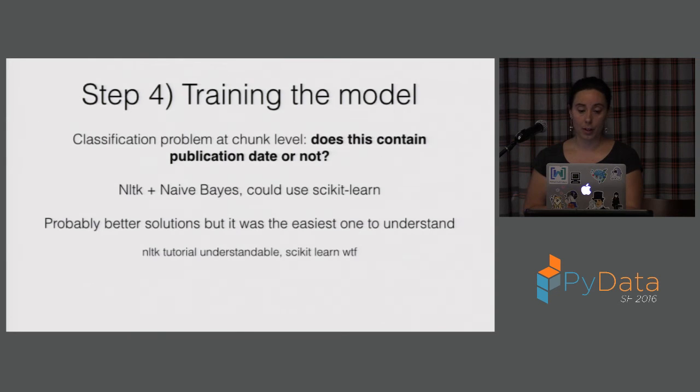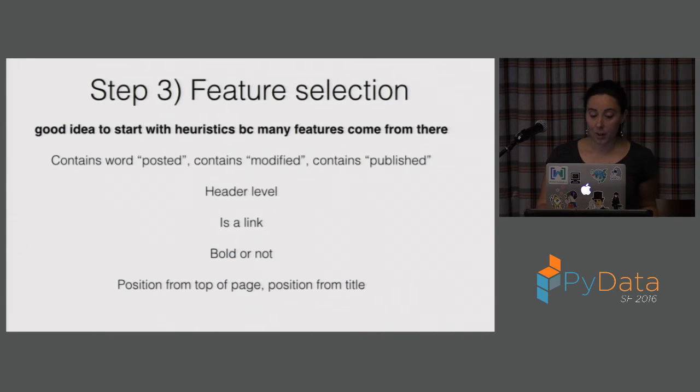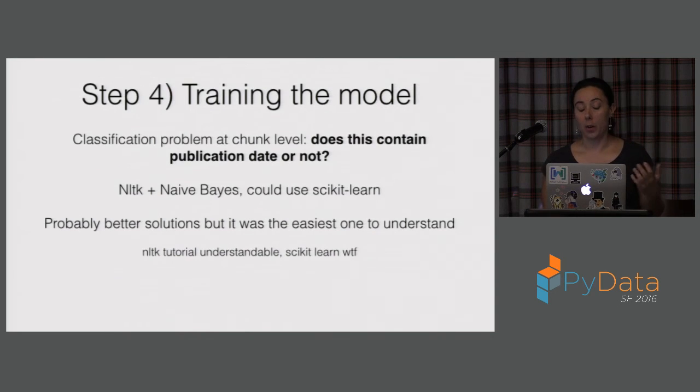Okay, so feature selection. Where am I? Sorry, I just got a bit lost. So now I have these feature vectors of all this information that I've calculated on these chunks, and now I'm going to train the model. This is phrased as a classification problem at the chunk level, at the level of this DOM element. There are two labels: does this contain the publication date or not? So yes or no, essentially.